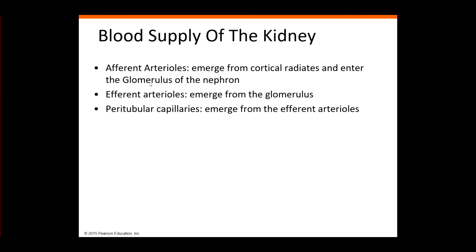This is actually part of the nephron. Once the blood is brought into the glomerulus, it's then going to leave the glomerulus via the efferent arteriole. Right? You can always think of afferent as going into something. So in this case, it's going into the glomerulus. And think of efferent as leaving something. So it's leaving the glomerulus.